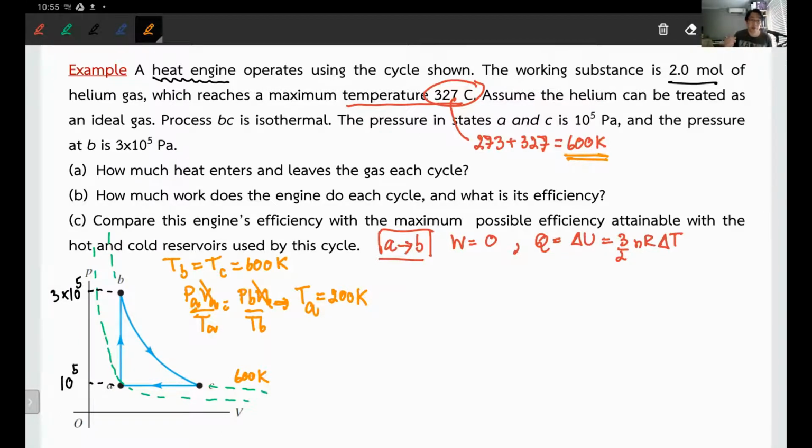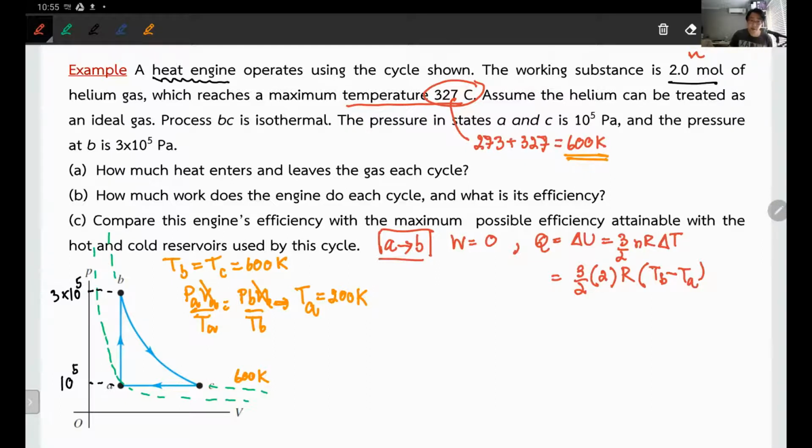So that means now you know the temperature at all points, A, B, and C. That allows you to calculate the delta U from A to B, which is going to be 3/2 times n, which is 2 because that's 2 moles, times R. Once again, I'll just leave R there, I don't want to plug in the number. Delta T will be T final, T at B, minus T initial, T at A. Very nice.